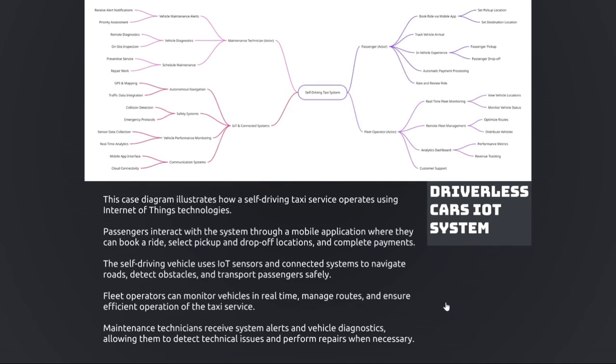And then I have the driverless cars IoT system. This case diagram illustrates how a self-driving taxi service operates using Internet of Things technologies. Passengers interact with the system through a mobile application where they can book a ride, select pickup and drop-off locations, and complete payments. The self-driving vehicles use IoT sensors and connected systems to navigate roads, detect obstacles, and transport passengers safely. Fleet operators can monitor vehicles in real time, manage routes, and ensure efficient operation of the taxi service.